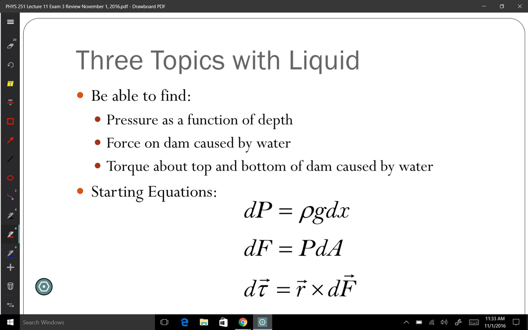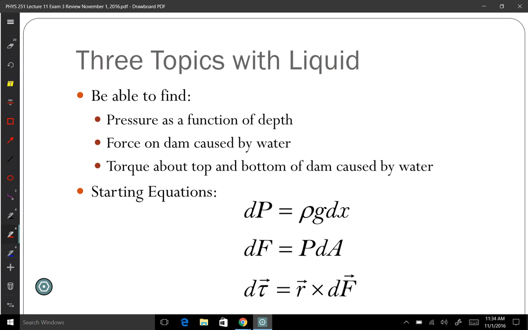And then finally, calculating the d torque is R cross dF. And so we calculated the torque about, I think we did the base of the dam. I don't think we ended up doing the top of the dam because of time last class period. But you had to have the R cross dF. So your calculus question will be one of these.